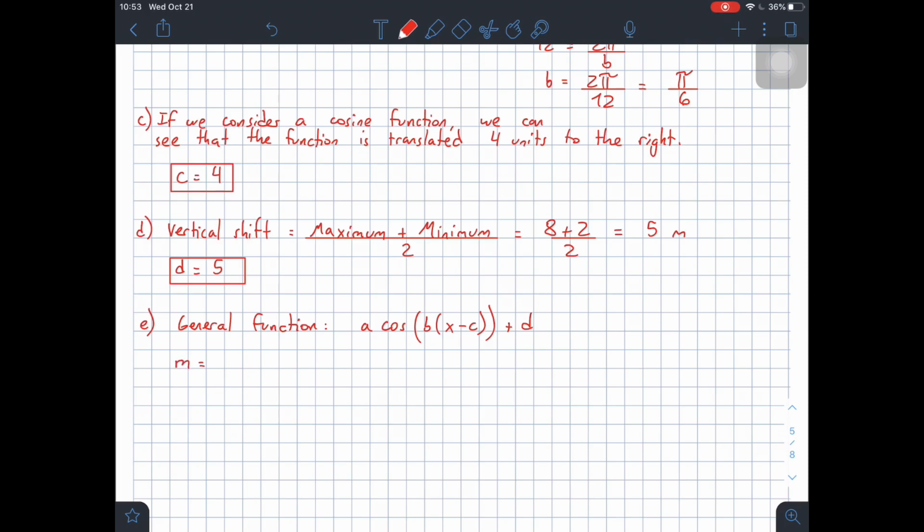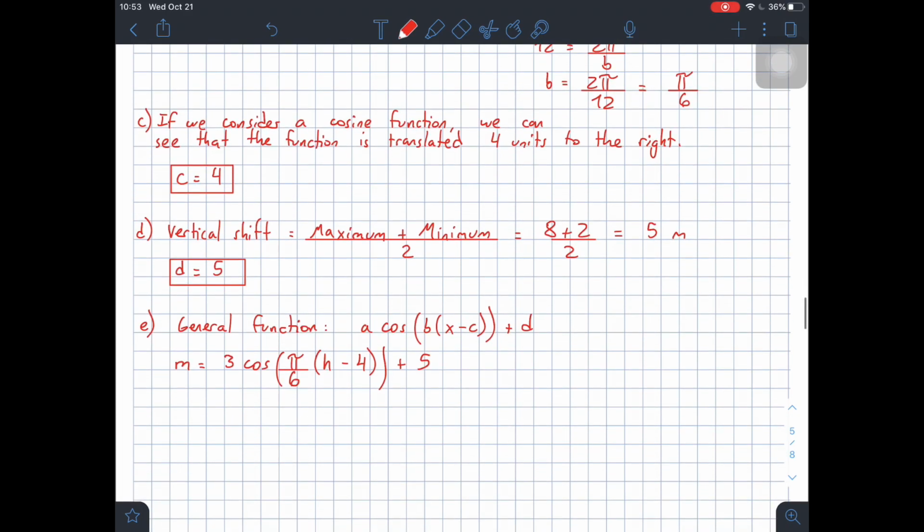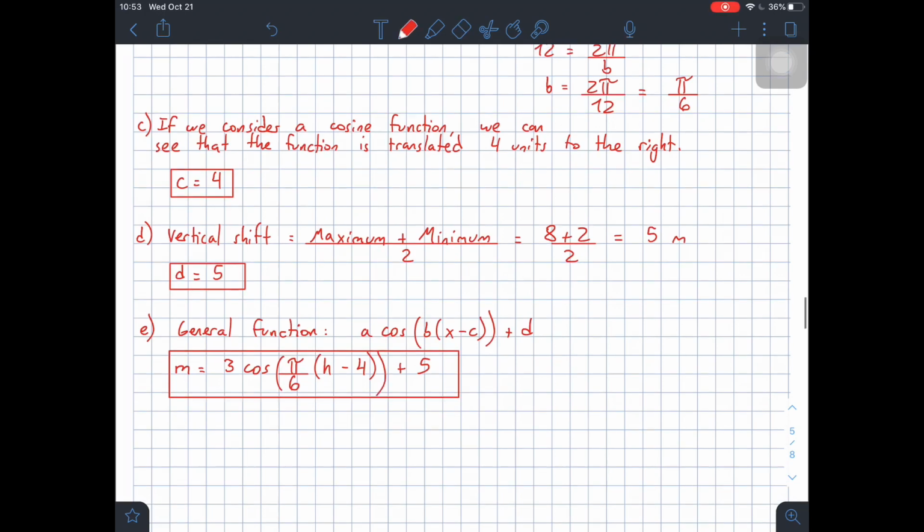So our equation in this case would be M, which is Y. M is equal to, the value of A is 3, times cosine of B, in our case, is pi over 6, so pi over 6 times X minus 4, which is our value of C, plus 5. Sorry, instead of X, we need to write H, because our X value is H in this particular problem. So this would be the equation or the function in terms of M and H. Okay, this is the answer for part E. Let me check this. There you go.